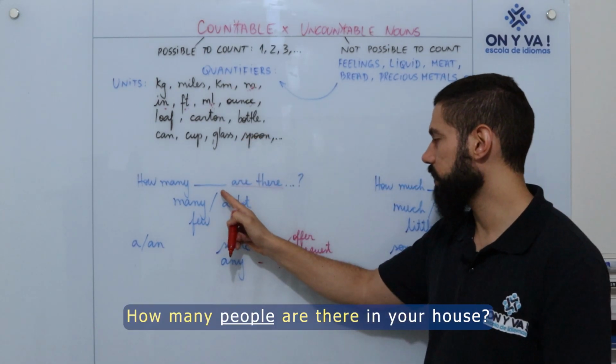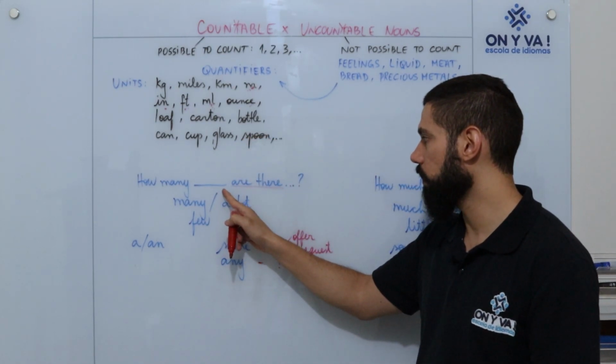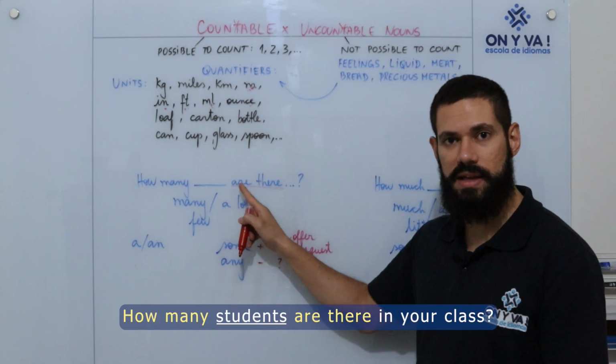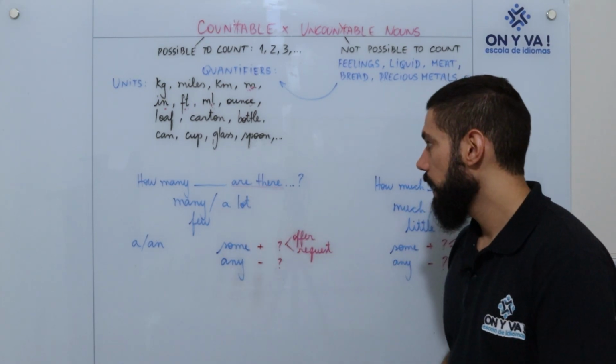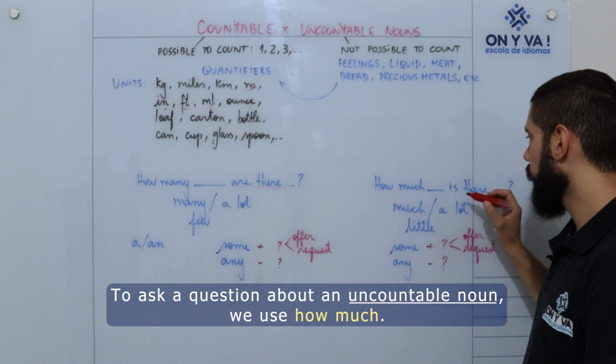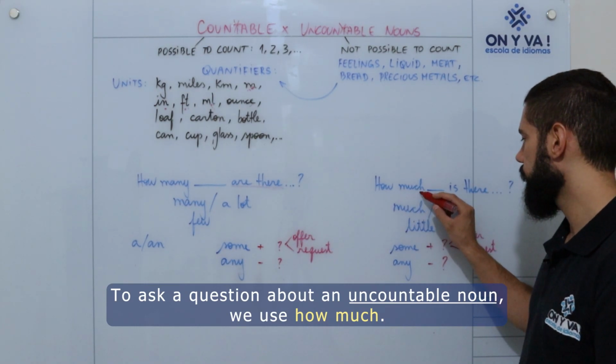Or how many people are there in your house? How many people? How many students are there in your class? But when it is uncountable, we use how much, not how many.